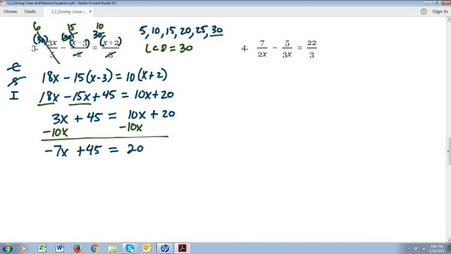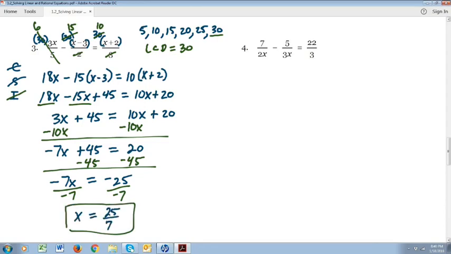So as I've said before, with the CSI 1 and 2 step, if you do the C, S, and the I, then you always end up with a 1 or 2 step equation. Here we have a 2-step equation. Subtract 45. We're going to get negative 7x equals negative 25. Divide by negative 7. Now we have a negative divided by negative, which is a positive. We can write this as 25/7.